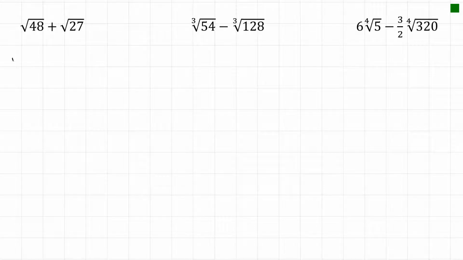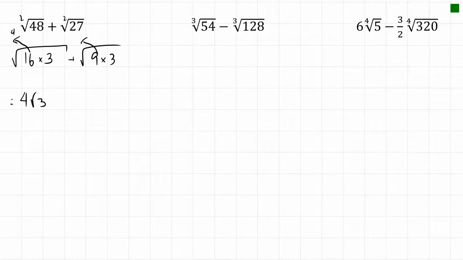So the square root of 48 is 16 times 3, and the square root of 27 is 9 times 3. So I'm looking for perfect squares. The square root of 16 is 4. So when I pull it out of the square root, or take the square root, it becomes 4 root 3.